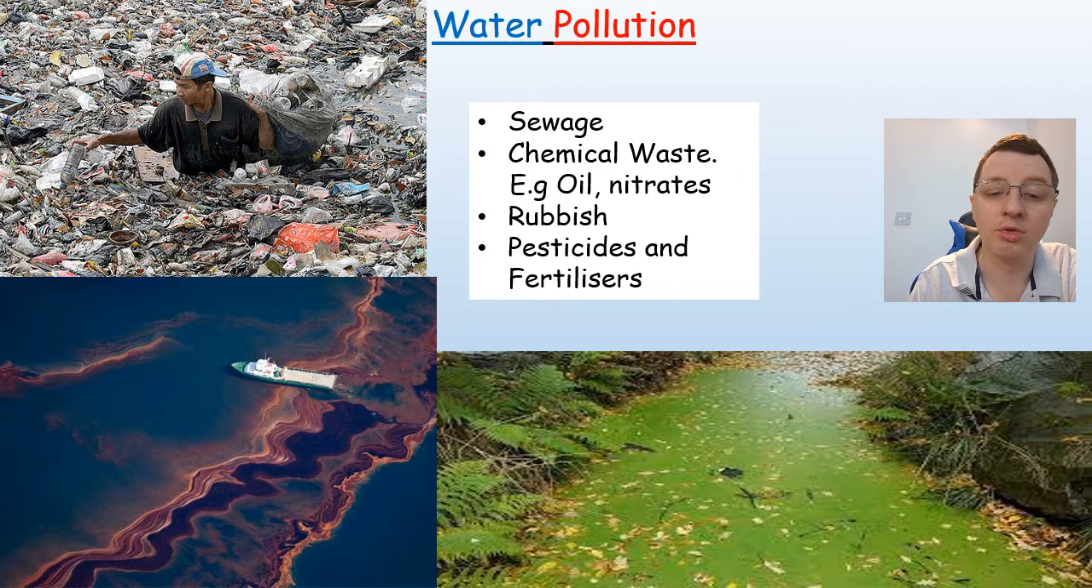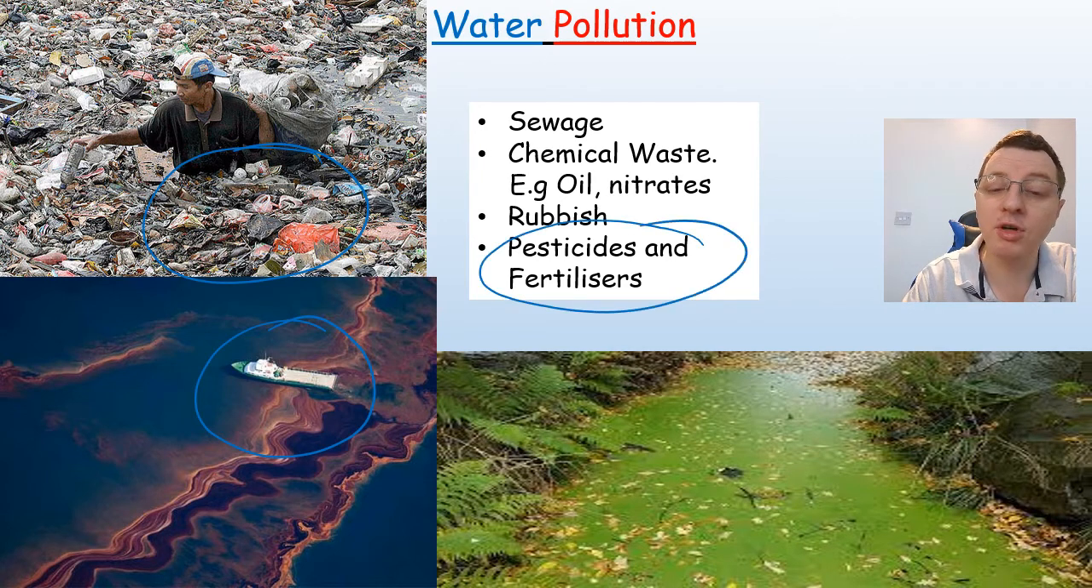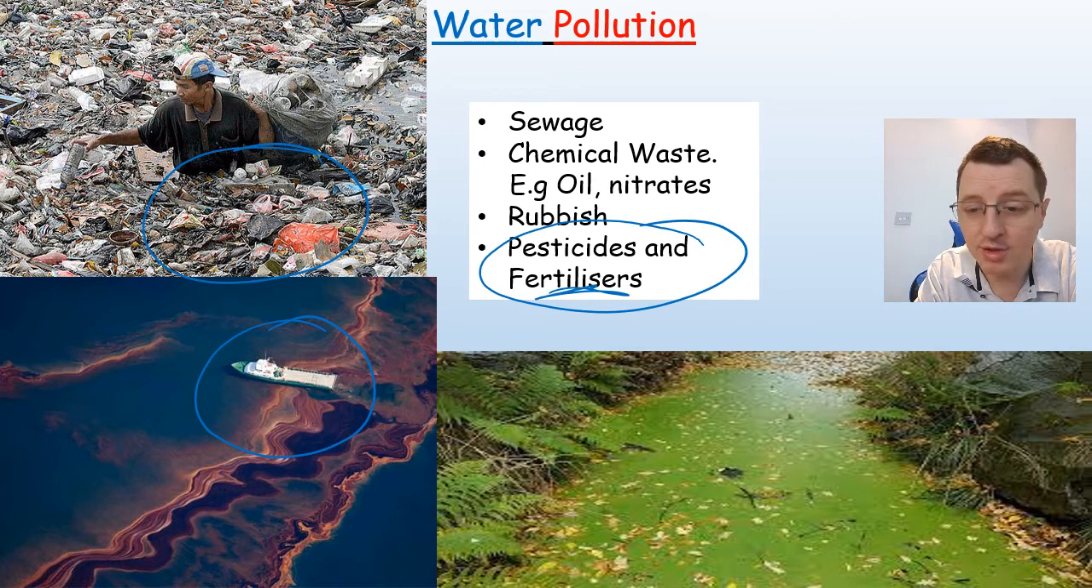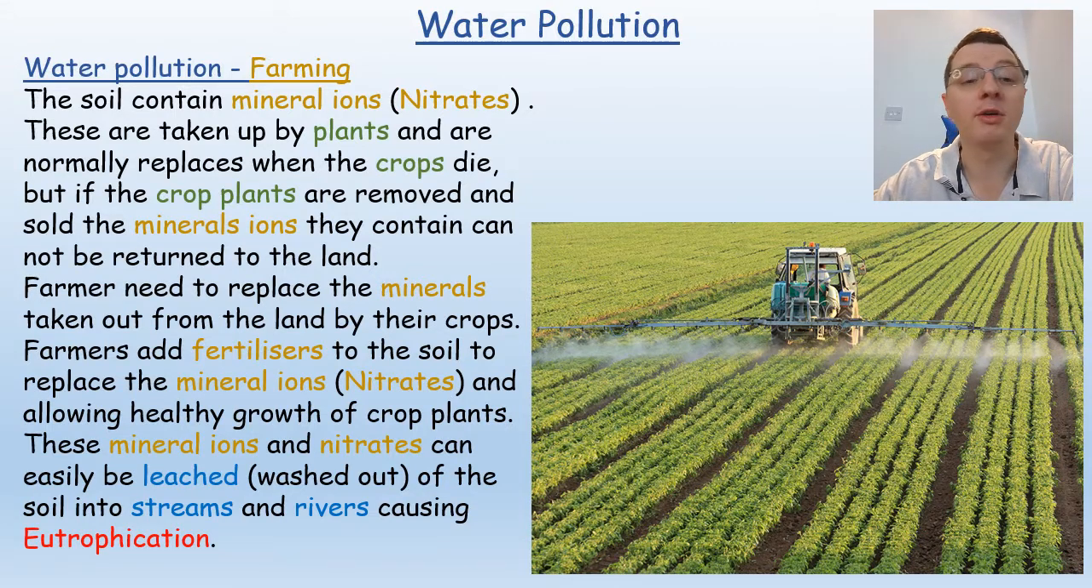What else could cause some of these water pollutions? Well, we've seen here we've got oil or just normal household waste causing pollution, but also pesticides and fertilizers, and in particular fertilizers from farmland, can also be linked in with water pollution. So how does farming contribute to water pollution and eutrophication?